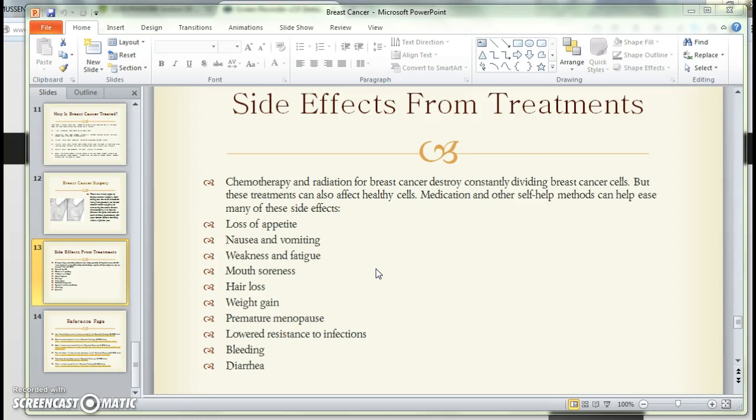So the bottom line is it's important to know the signs of breast cancer, even if you think that a lump isn't important. It's better to have it checked out. The earlier the diagnosis, the better the survival rate that you'll have.